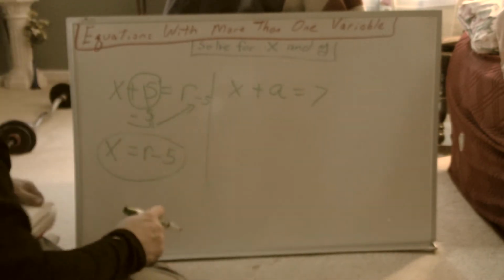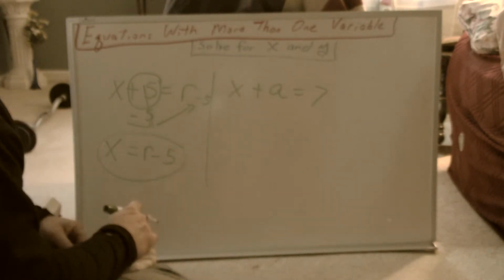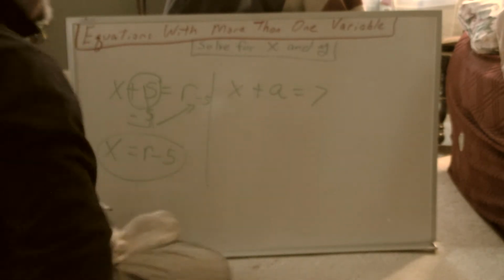X is r minus 5. Okay, I hope that makes sense. Let's do another one here. There's a little more room here.